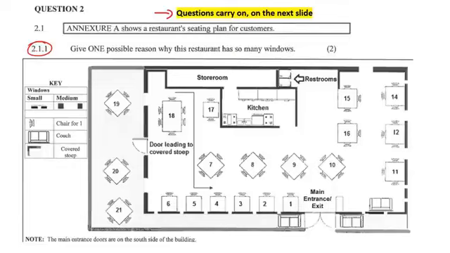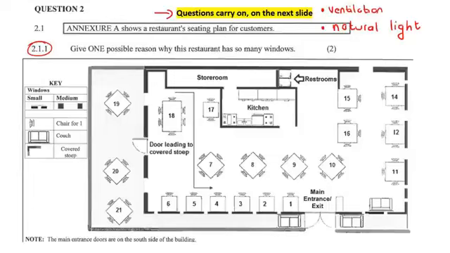Give one possible reason why this restaurant has so many windows. Well, geez, I don't know. On the memo, there's a whole bunch of different things that they would accept, but some of the more common ones would be, let me just write it over here, it's for ventilation, you know, to get fresh air. Another one is to let in natural light.